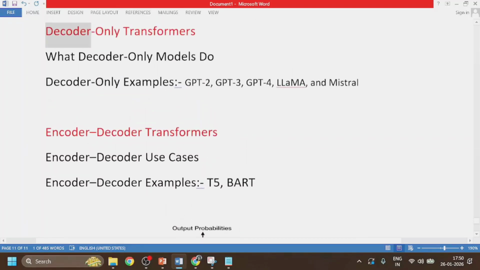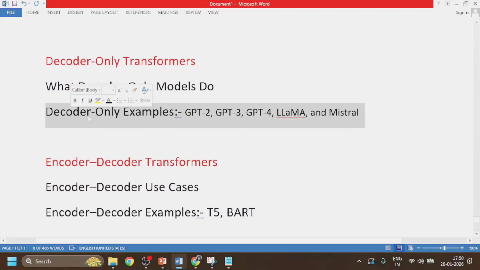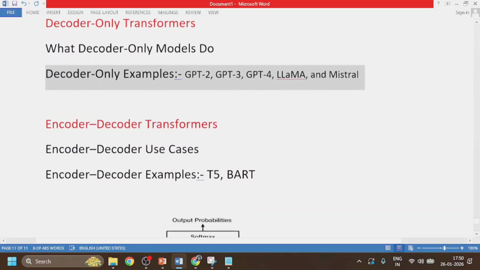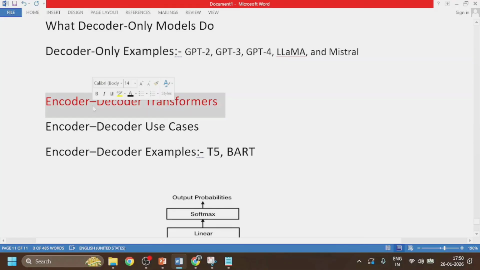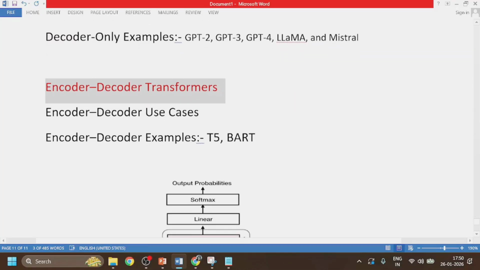So here you can see what decoder only models do. They generate text one token at a time. Each new token depends only on previously generated tokens. This makes them perfect for GenAI. Popular examples of decoder only: GPT-2, GPT-3, GPT-4, Llama and Mistral. ChatGPT is a decoder only transformer. Okay, and here we can see encoder decoder transformer. This is the third type, encoder decoder transformer.